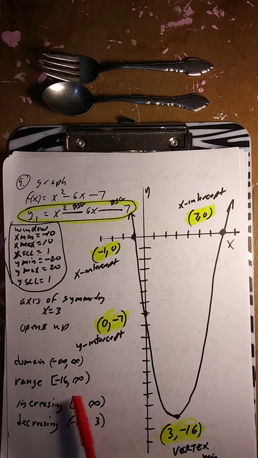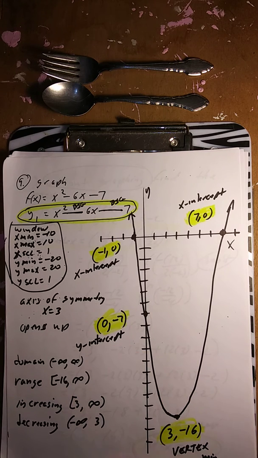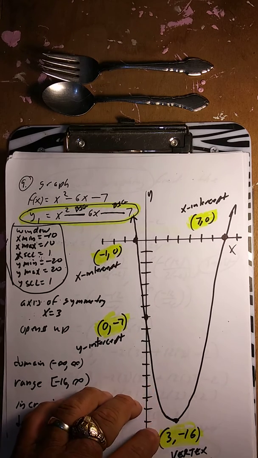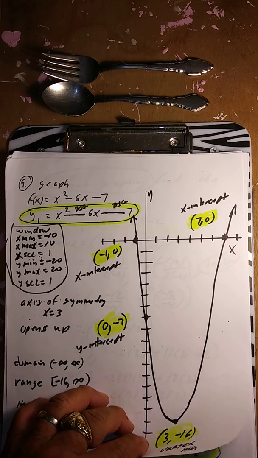You see that? Domain, left and right, is -infinity to infinity. Range is from -16, the bottom, to infinity. It's increasing from 3 to infinity, and it's decreasing from -infinity to 3. Alright, next one.